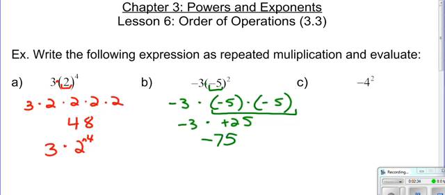In the last example, we have -4 to the power of 2. I hope you notice that there are no brackets, so the negative is not part of the base. So we have negative 4 times 4, or negative 16.